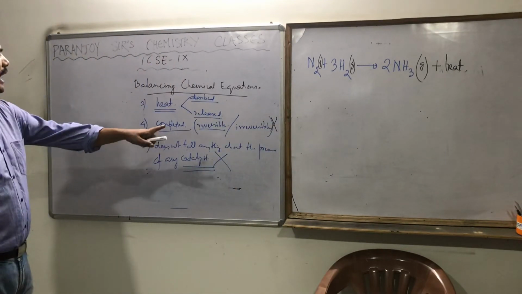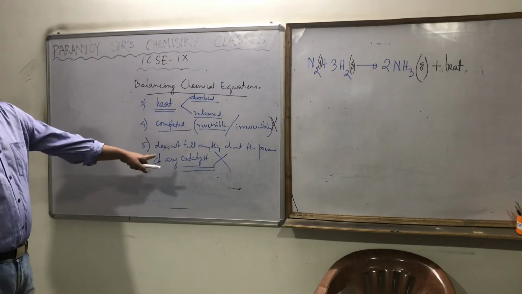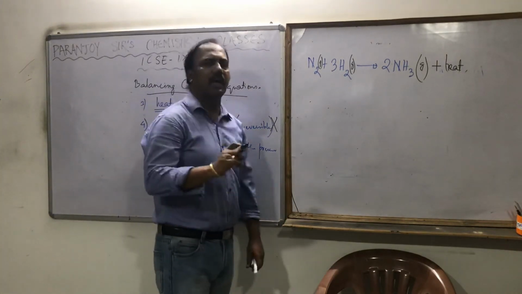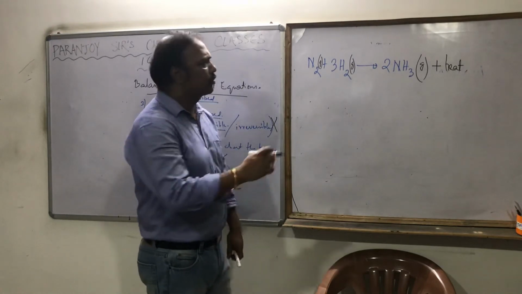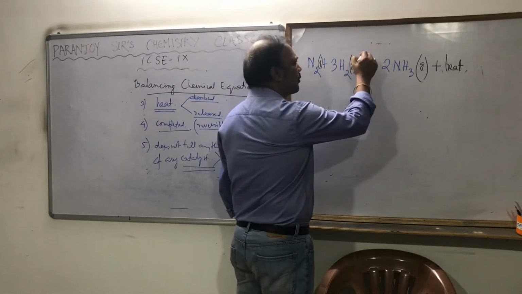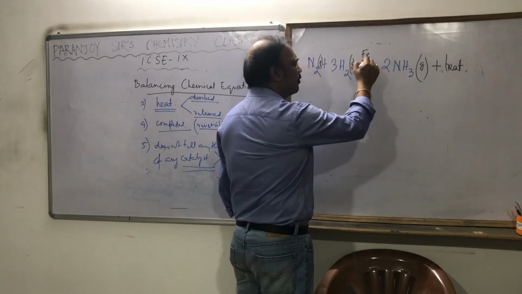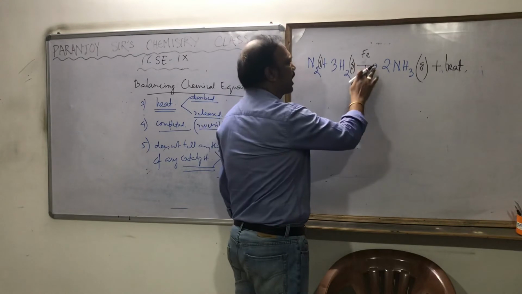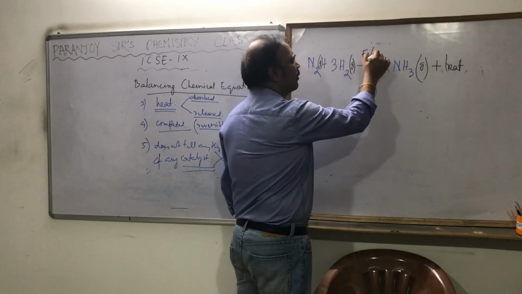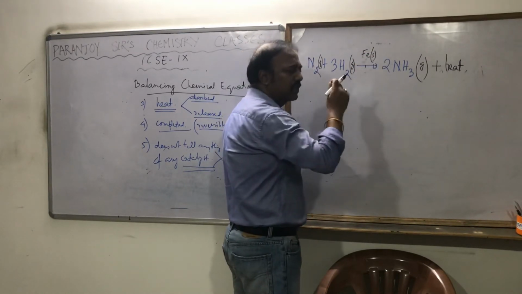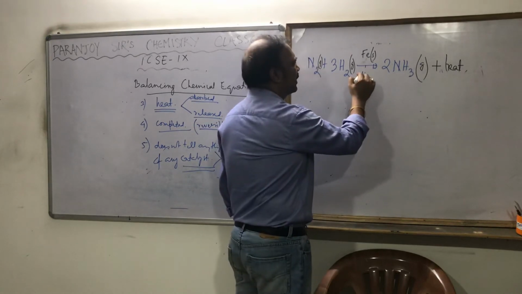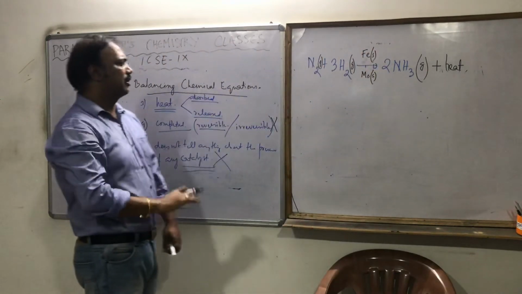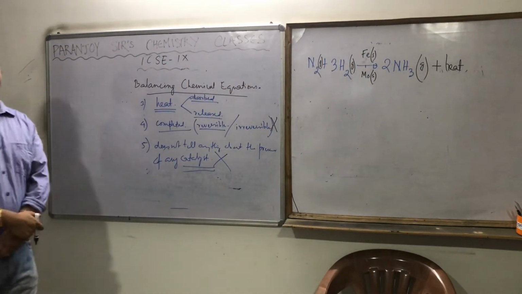Then it does not tell anything about the presence of the catalyst. In this particular reaction, iron is used as the catalyst. So we can write iron on top of the arrow, and along with iron there is one more substance used. Iron obviously is solid. Along with that, one more substance is used which further catalyzes the reaction, and that is molybdenum. So here I had written so much other information that I had given to you.